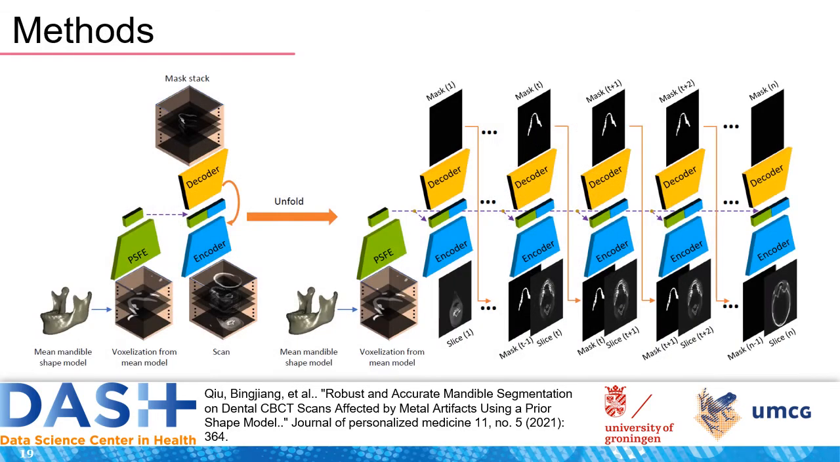So we developed a novel neural network architecture for dental CBCT. First, we adopt a PSFE module that encodes the shape prior information from a mean mandible model, and then we add it as an auxiliary path to assist the current segmentation network to further learn the structure of the mandible, in which the mean mandible shape is generated by the statistical model.